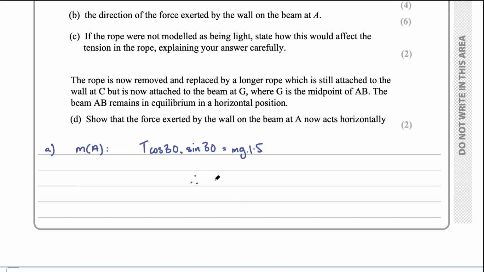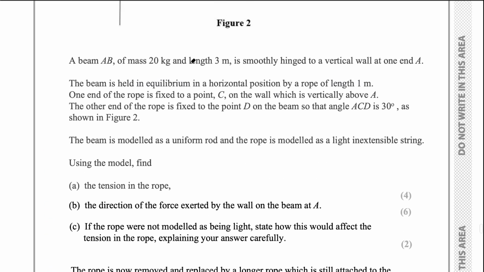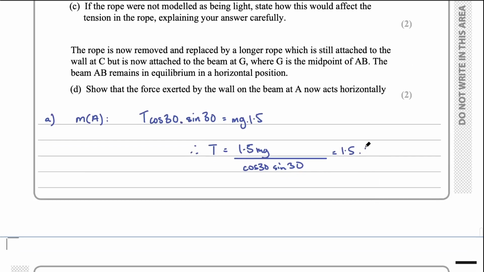So T is going to equal 1.5 mg over cosine 30 sine 30. I've just divided by these over here. So this would be 1.5 times m. Let's just check what m was again. That was 20 kilograms, multiplied by g, 9.8, divided by cos 30 sine 30. Okay, so let's go ahead and put that into a calculator.